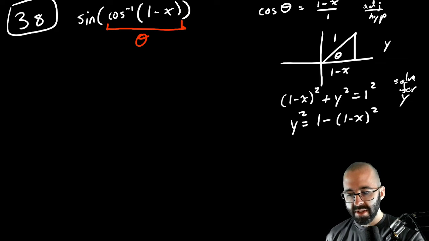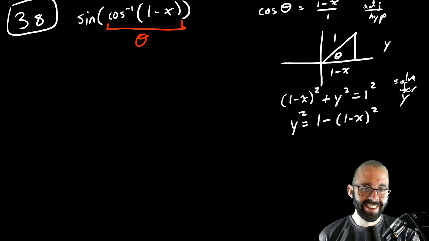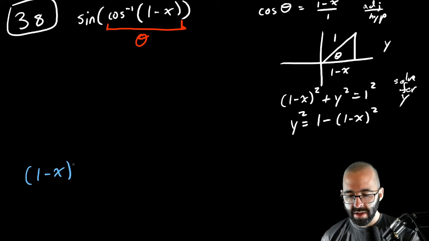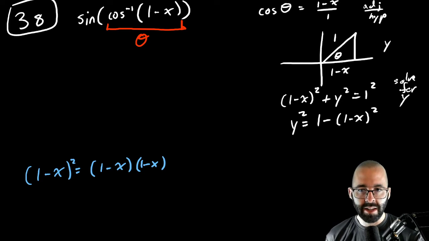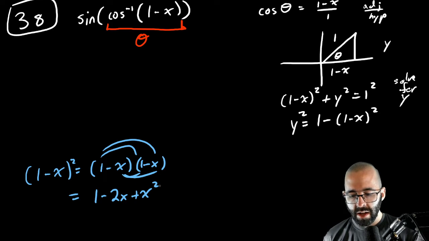So off to the side real quick. Right? We need to FOIL out 1 minus x squared. That's 1 minus x times 1 minus x. First, outer, inner, last. That's what FOIL means. There's also a shortcut, but either way, it's going to be 1 minus 2x plus x squared when you simplify it all out. Let me know if you have questions about that.